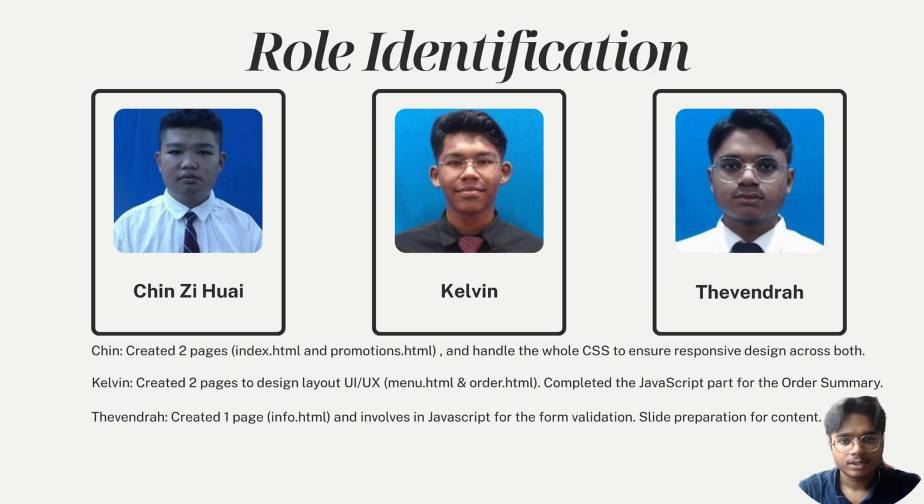Qingzihua created 2 pages, which are index.html and promotions.html, and handled the whole CSS to ensure responsive design across both. Next, Kelvin created 2 pages to design the layout, UI and UX, which are menu.html and order.html. He also completed the JavaScript part for the order summary. And lastly, I myself created 1 page, which is info.html, and was involved in JavaScript for the form validation and did the slide preparation for content.